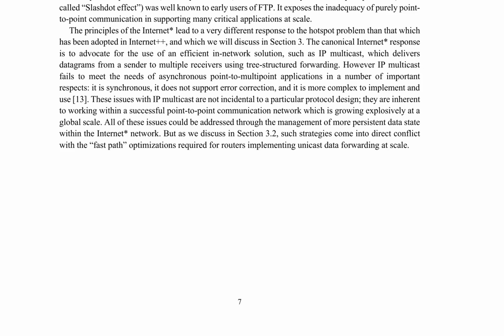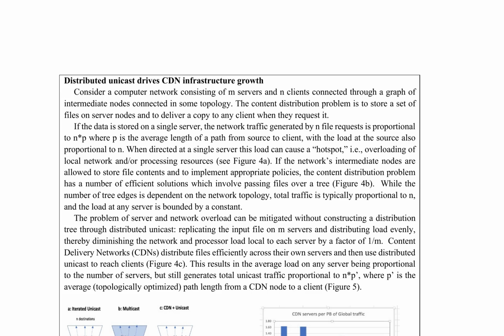In contrast, the Internet++ model addresses the hotspot problem by distributing files efficiently across multiple servers and using distributed unicast to reach clients. This approach, employed by content delivery networks, CDNs, reduces the average load on any server by a factor of 1/m, where m is the number of servers. The total unicast traffic generated remains proportional to NP, with p being the average path length from a CDN node to a client. To keep up with the explosive growth in total internet traffic, CDNs must increase the number of deployed servers, keeping the number of servers roughly proportional to the total volume of data delivered to clients and limiting the load per server.